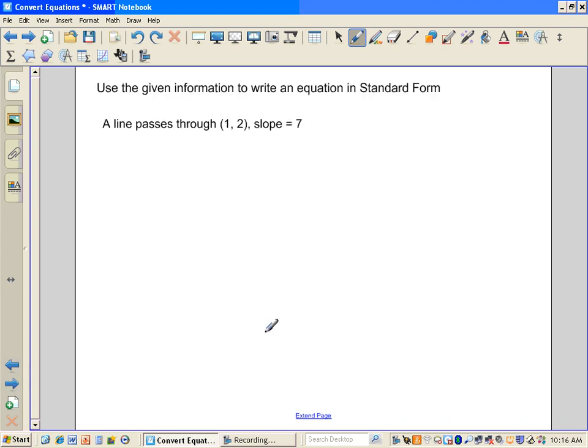Alright, here is where we're starting with some information, but we want to get it into standard form. This should look familiar. A line passing through a point, 1, 2. That sounds like that might be our x1, y1, and our slope, our m, is 7. Well, if you have the slope and a point, you should be saying we want to use point-slope form. So look back at your first page, or you can remember that's y minus y1 equals m times x minus x1.